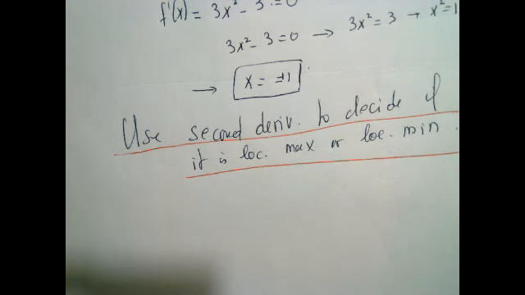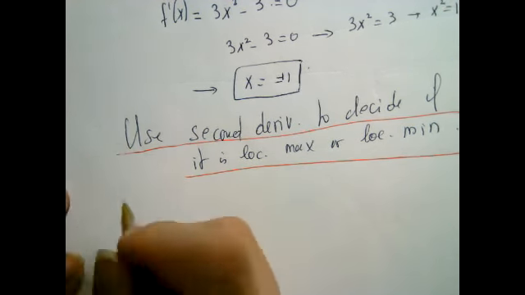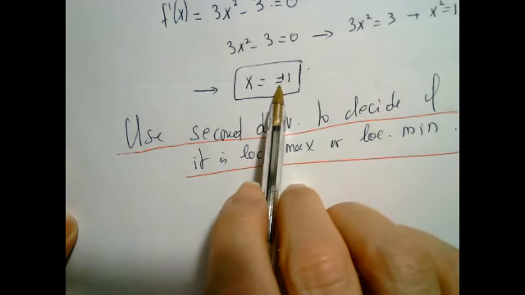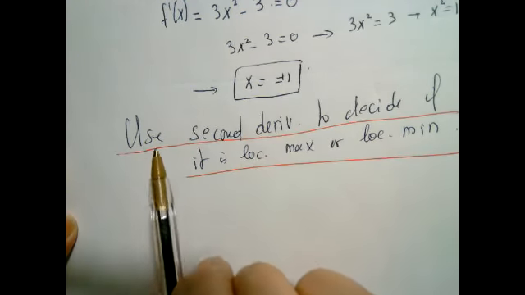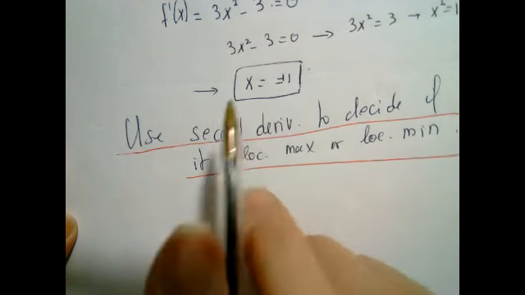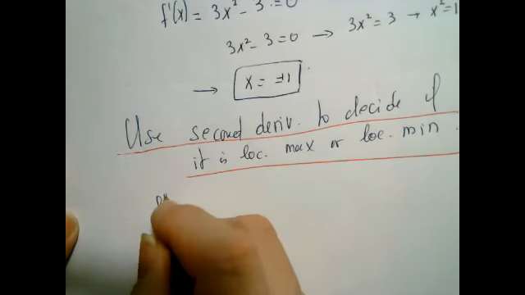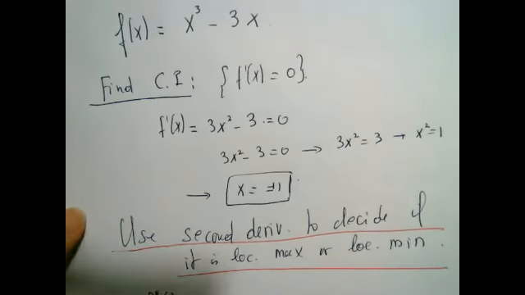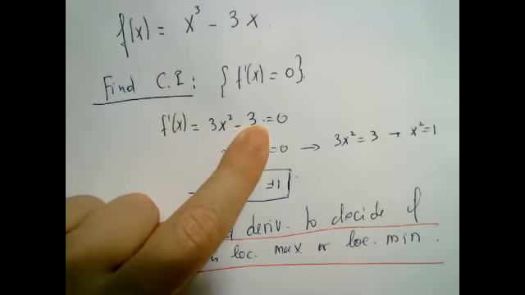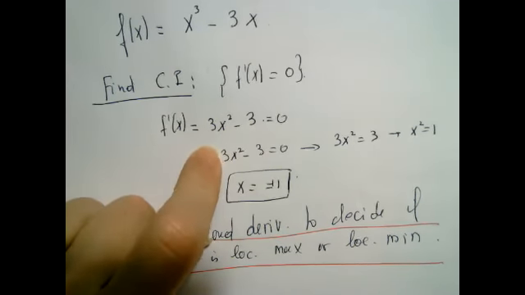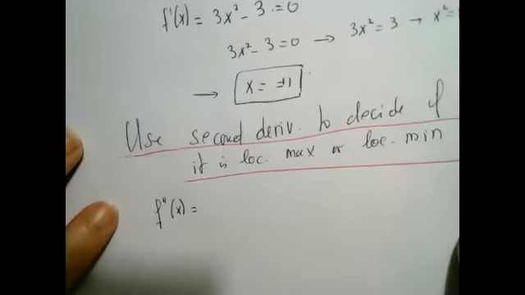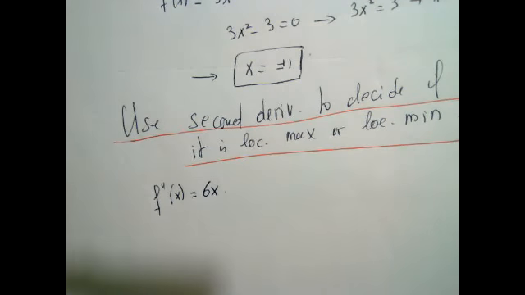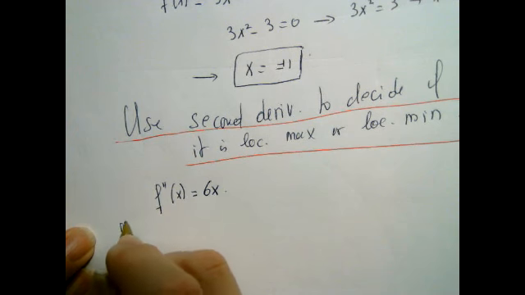The second derivative test tells me that you have to take the function and evaluate the second derivative at the critical point. So first I'm going to compute the second derivative. Okay. What's the second derivative? The first derivative is 3x squared minus 3, so the second derivative is 6x. That's 6x.